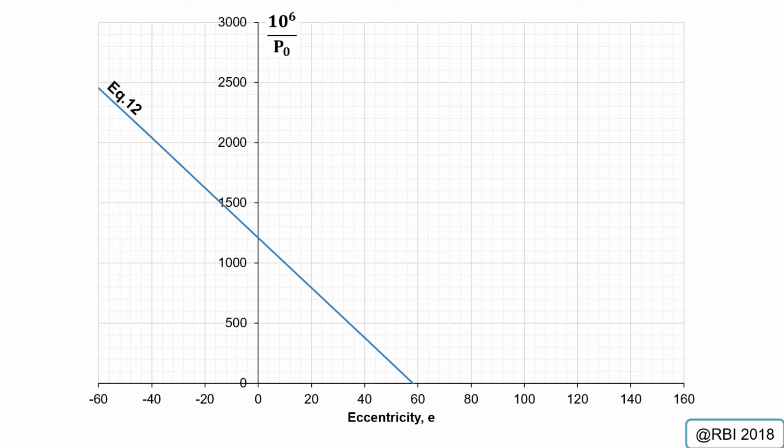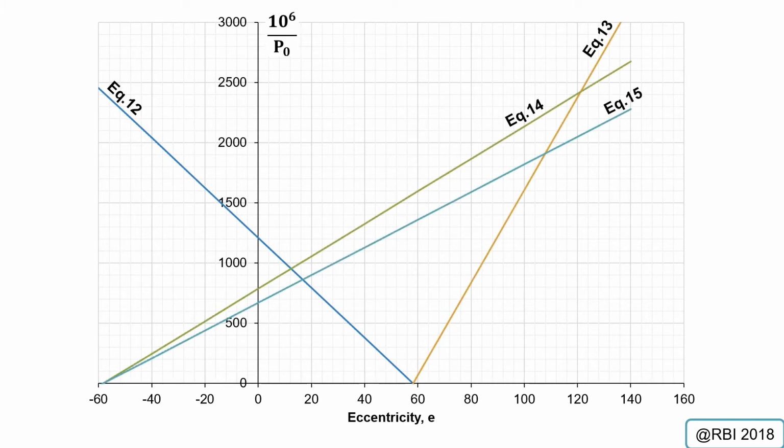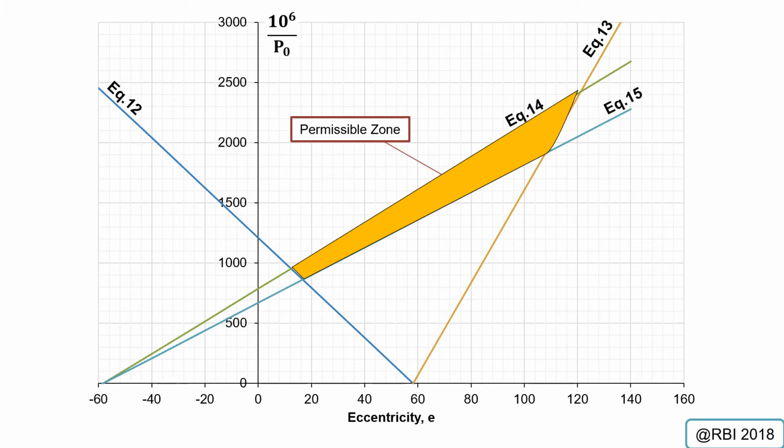Now you start to plot the lines according to the data that you tabulated before, the e value, and also equation 12, equation 13, equation 14 and 15. So you have the first line, equation 12, then the second line, 13, 14 and 15. Once you have plotted all the lines, what you will get is the permissible zone, the boundary region bounded by these four lines. These four lines enclose the yellow area here, which is called the permissible zone.